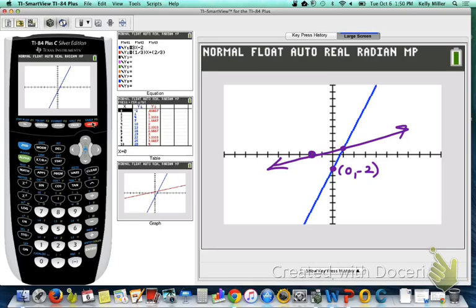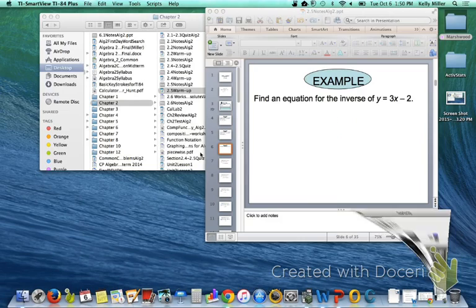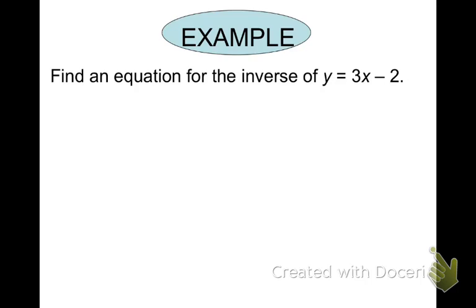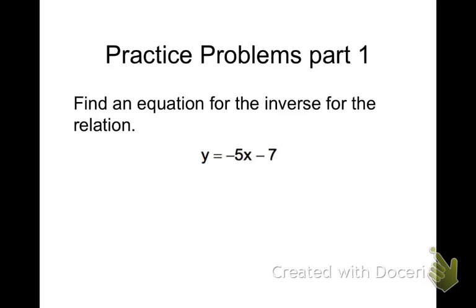Okay, back to our notes. So try this one on your own. If we had y equals -5x minus 7, what would be the inverse equation? Do exactly what we just did, and then put it in slope-intercept form, because that makes the most sense for us.